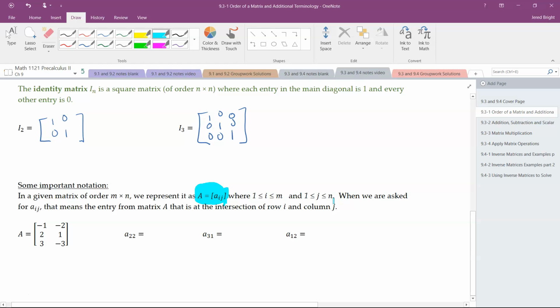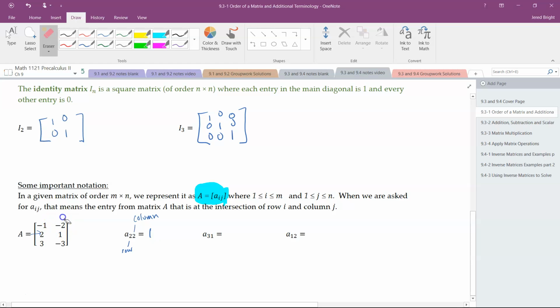Okay, but when we're asked for a specific entry, a_ij, that means we have to look at the intersection of row i and column j. So, for example, here's a matrix A. When I ask for the entry a_22, that means the entry from this matrix that is in row 2 and column 2. Okay, so then using that matrix, I'm in row 2, column 2, intersect that, that's 1.